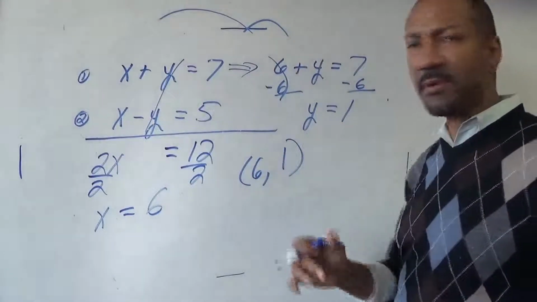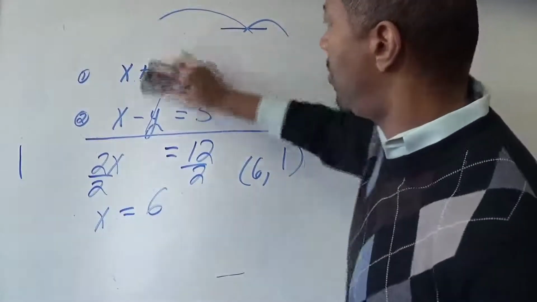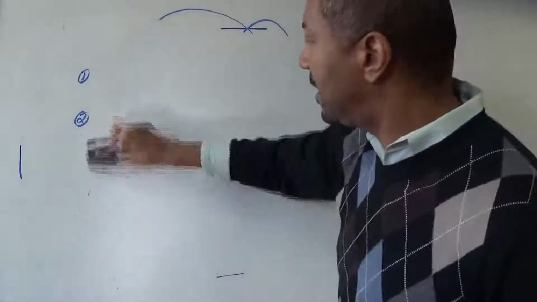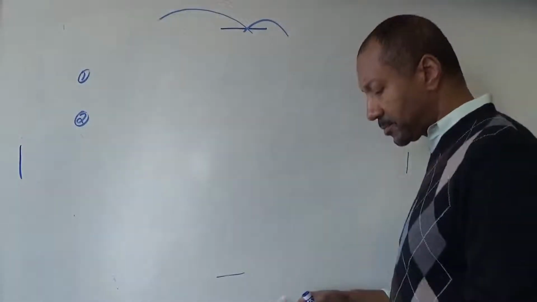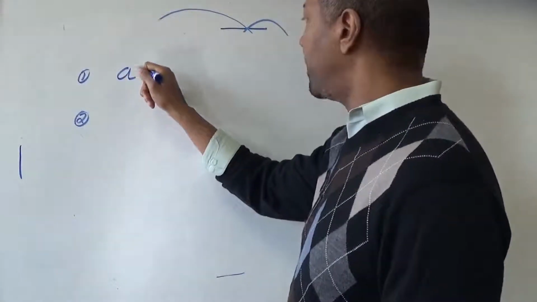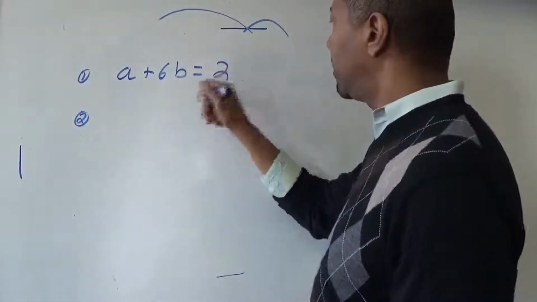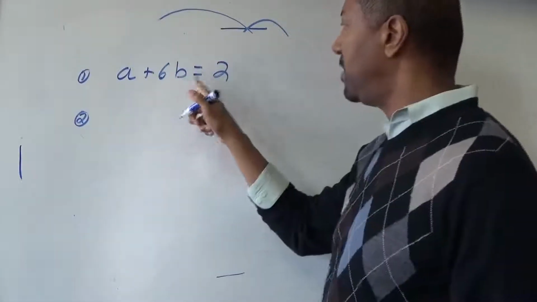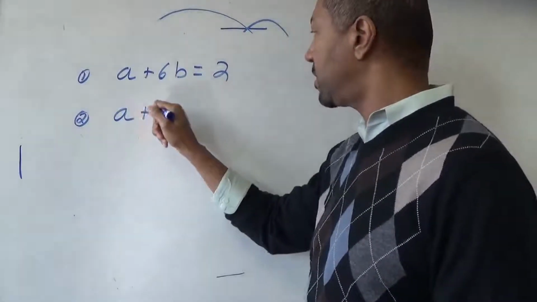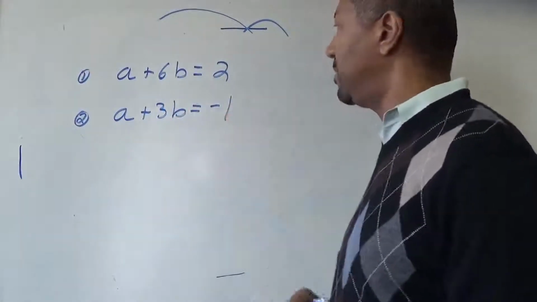Okay, so that was a pretty basic, good starting point for learning how to solve systems using elimination. Let's go ahead and do another one. This time we'll get a couple of different variables involved. A plus 6b is equal to 2, and a plus 3b is equal to -1.